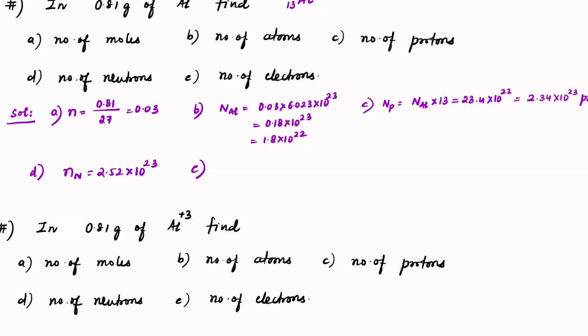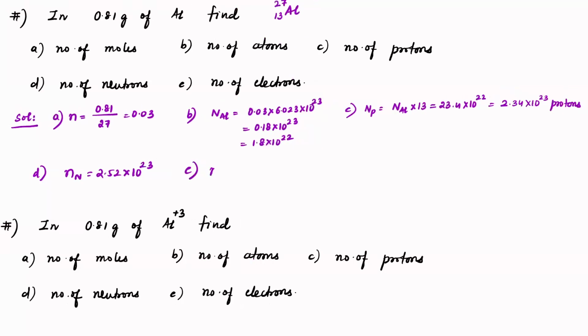Okay. Number of electrons will be same as that of protons. So the number of electrons will be same as the number of protons, which is equal to 2.34 into 10 raised to the power of 23 protons. Got it?